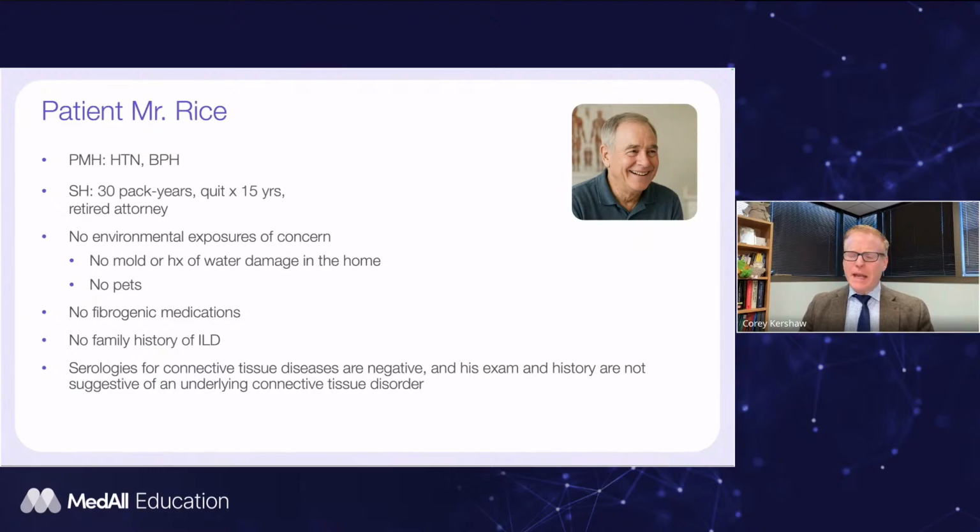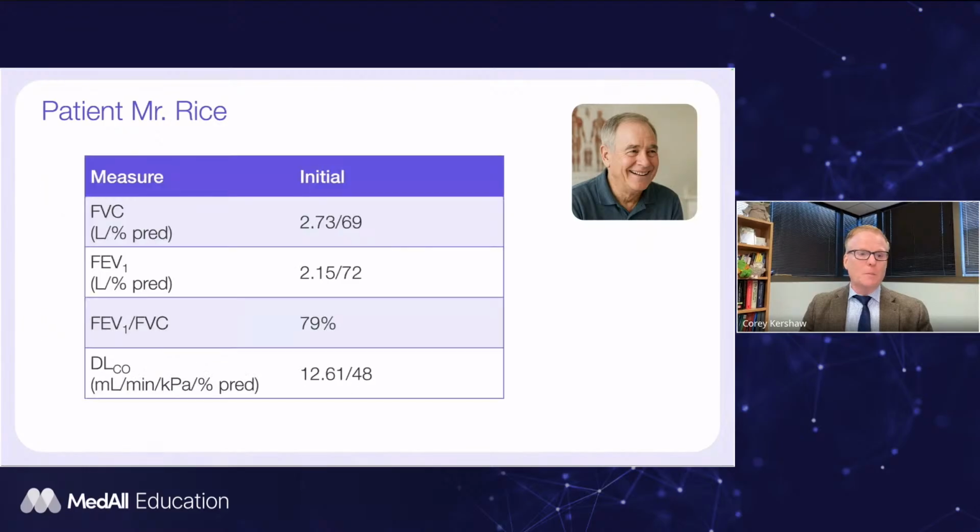You review his medications, and there's no concerning fibrogenic medications in his history. He has no family history of specifically interstitial lung disease. We do a workup for possible connective tissue disease association. Blood tests are negative, and there's nothing on his exam or history suggestive of an underlying connective tissue disorder. The only thing you find on exam is he has some fine crackles in both lung bases, but nothing else really of note at all.